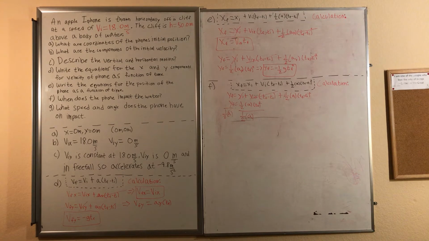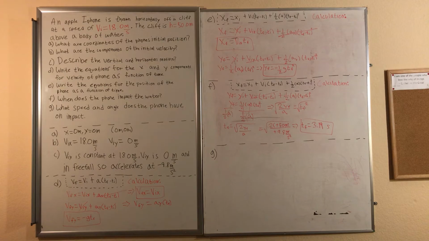Divide both sides by 1/2 times acceleration and cross out on the right to get 2 times y final divided by acceleration equals time final squared. To find time final, square root both sides to get time final equals square root of 2 times y final divided by acceleration. Plugging in numbers to get square root of 2 times negative 50 meters divided by negative 9.8 meters per second squared. Negatives become positive and the meters cancel, and bring the seconds squared up to get a final answer of 3.19 seconds. With the phone impacting the water in 3.19 seconds, let's solve for the last part, g.